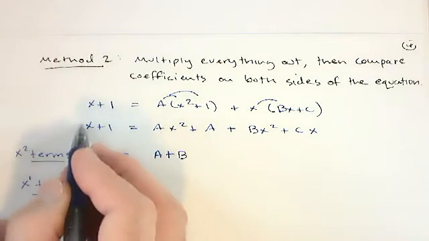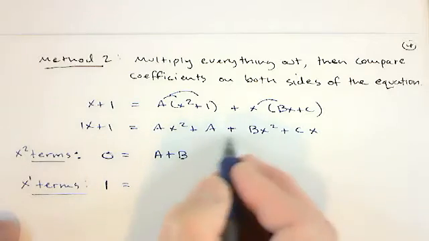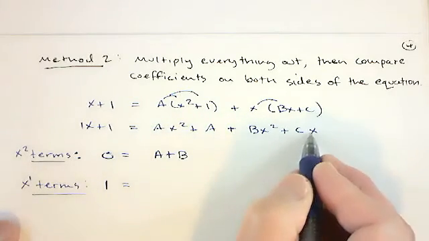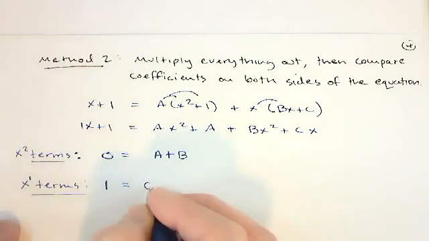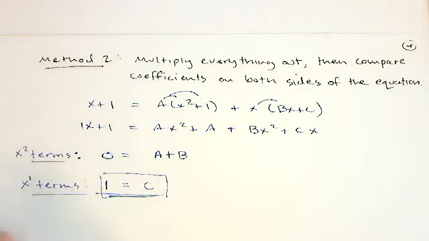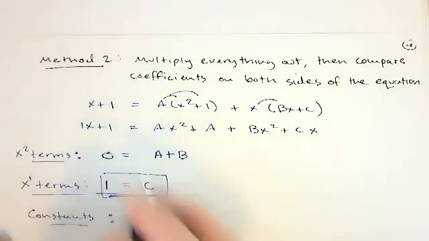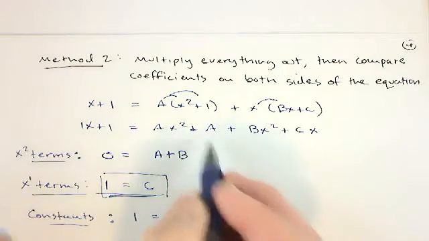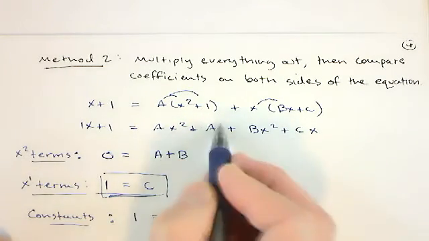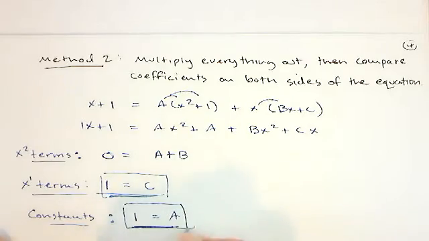On the left side, I have 1, right? Because it's 1x, so I have 1. On the right side, the only linear term here, x to the first, is just c. So now I know c. C has to be 1. And then finally, if I look at my constants, on the left side, my constant is 1. On the right side, the only thing that would have been a constant here is a. So now I know a is 1.